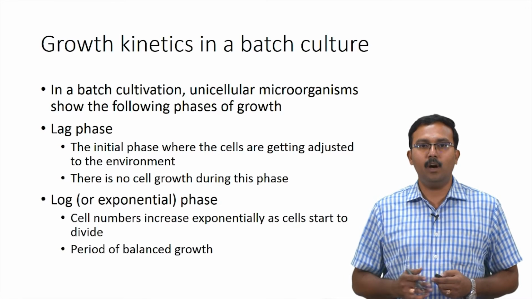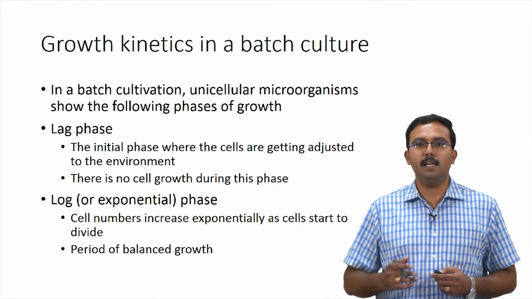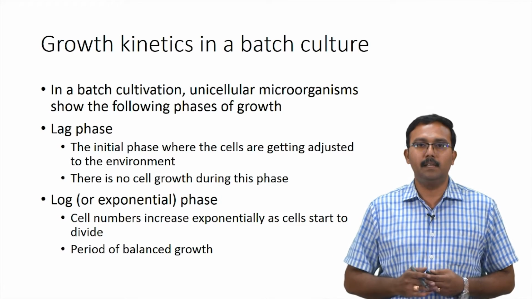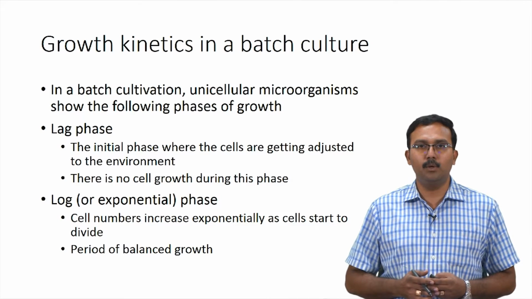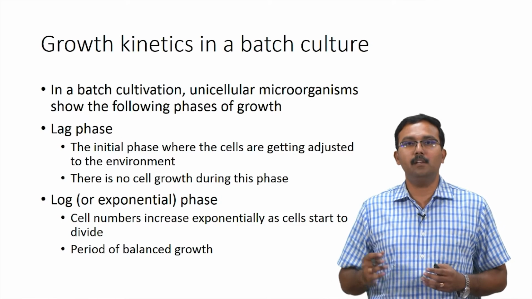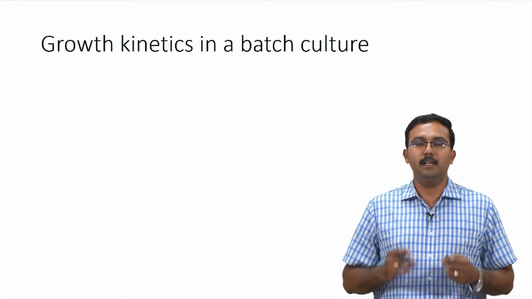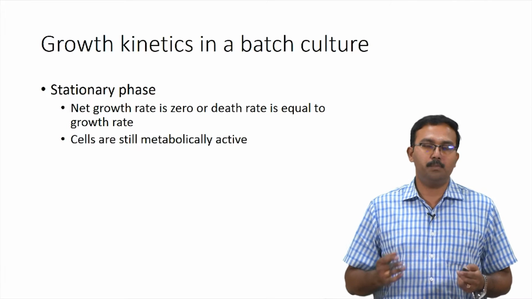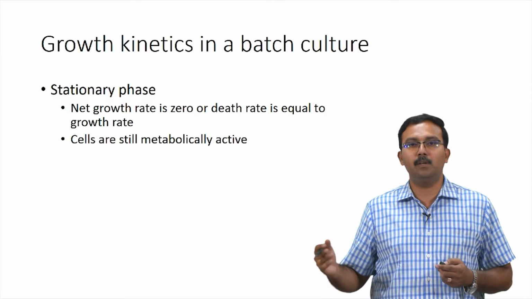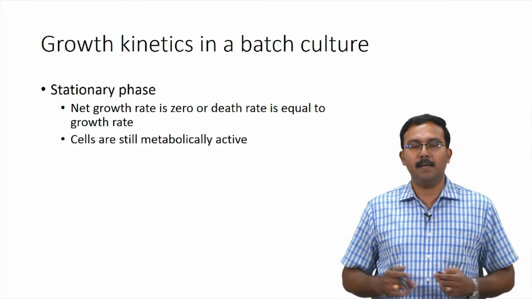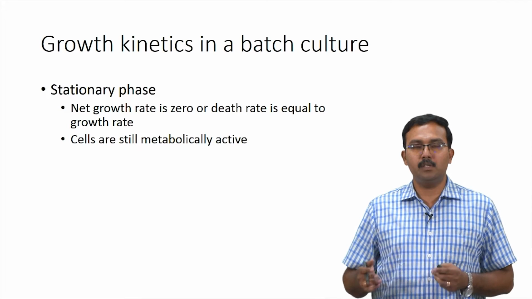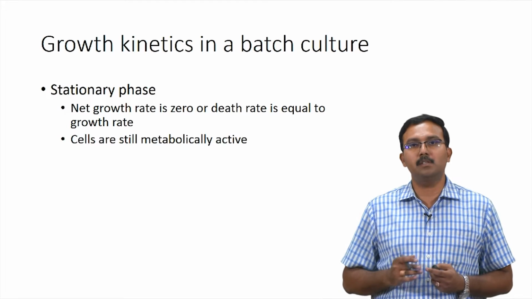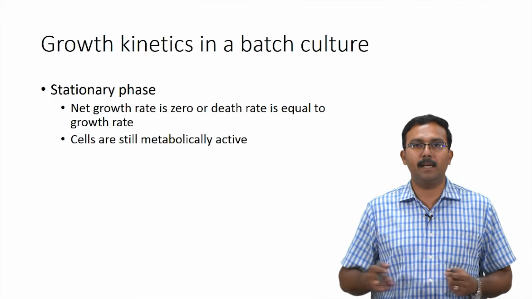The next phase is the log phase or the exponential phase. Here the cell numbers increase exponentially and the cells are dividing rapidly. This is also a period of balanced growth, and during this period the cell growth follows first order kinetics. The next phase is the stationary phase. Here the net growth rate is 0, which is probably because death rate is equal to growth rate. Here the cells are still metabolically active. The non growth associated products are actually produced during this stationary phase. So, these non growth associated products are also called the secondary metabolites.